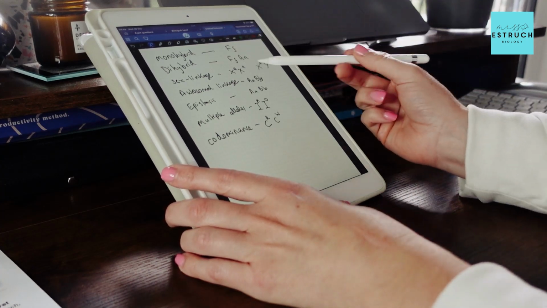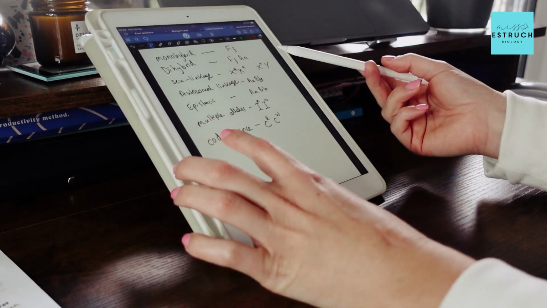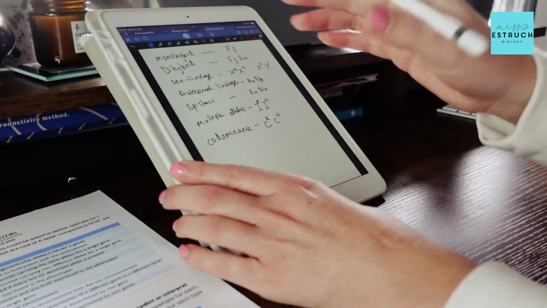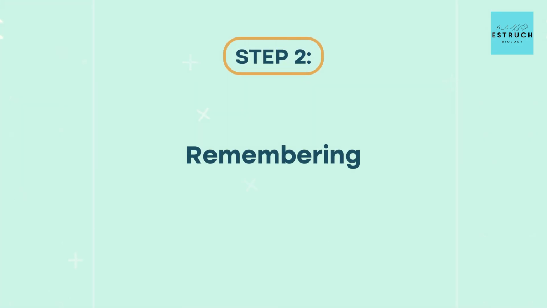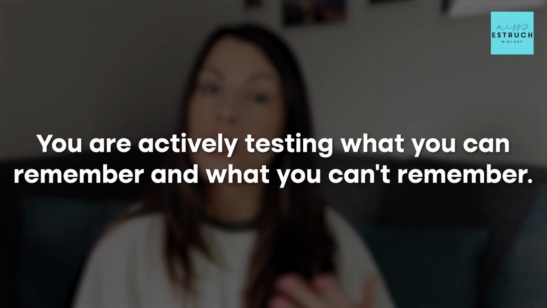So this is a mixture here of testing my understanding using a YouTube video, testing my memory as well. So that's the sorts of thing you could do using my notes or using a YouTube video. Step 2 then, we are on to the remembering, and this has to be active recall, meaning you are actively testing what you can remember and what you can't remember.